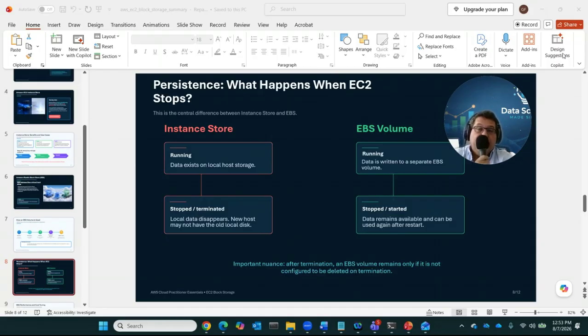For exam questions, pay careful attention to words such as stop, start, terminate, root volume, and delete on termination. The simplified memory rule remains: instance store is temporary, EBS is persistent.